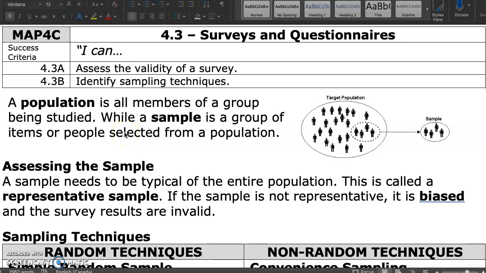MAP4C 4.3, surveys and questionnaires. What we're going to learn in this section is the different ways that we can gather information in a survey.